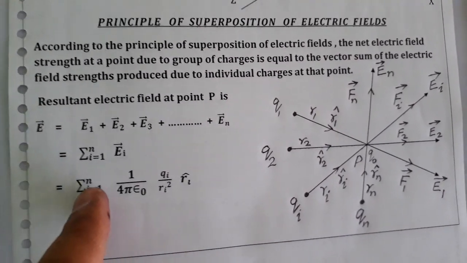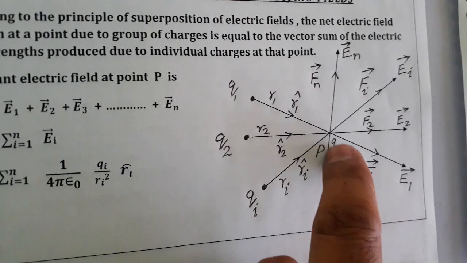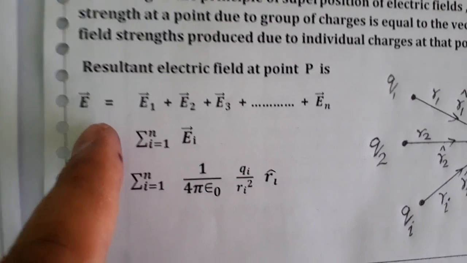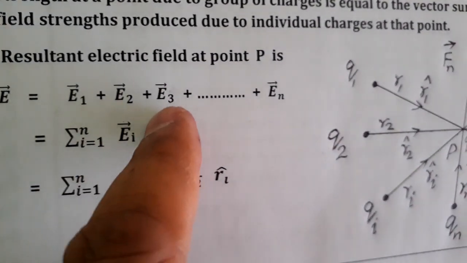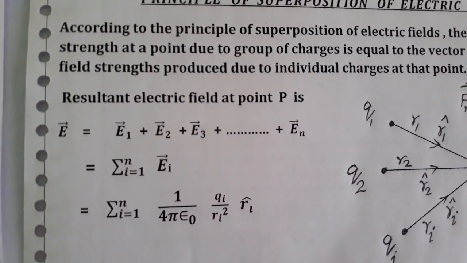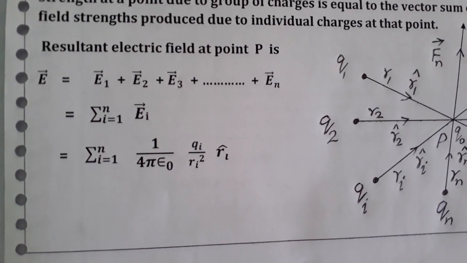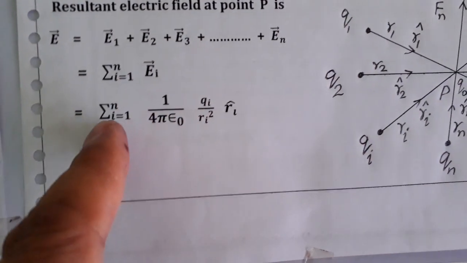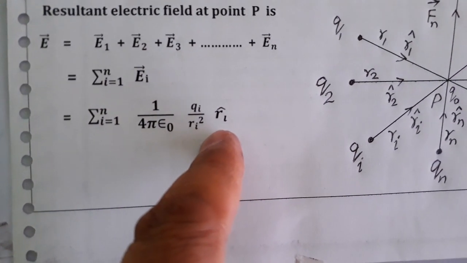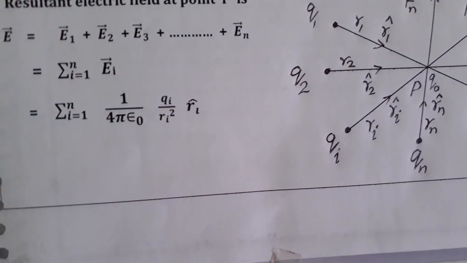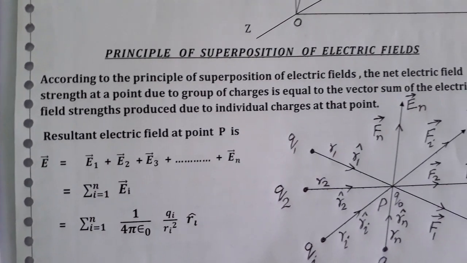As per the definition, we can write the resultant electric field at point P. At this point we have to write the resultant electric field, which can be written as E equal to E1 plus E2 plus E3 plus dot dot dot En, and this can be written in the form of summation. I have generalized it in this way, i equal to 1 to n, and when you put the value of i equal to 1, you will get E1, E2, E3. Very simple.